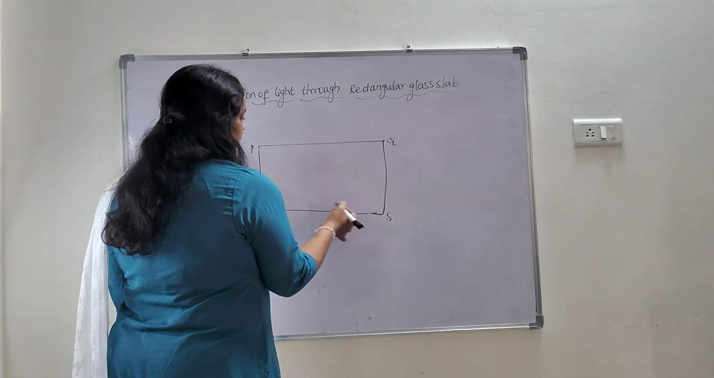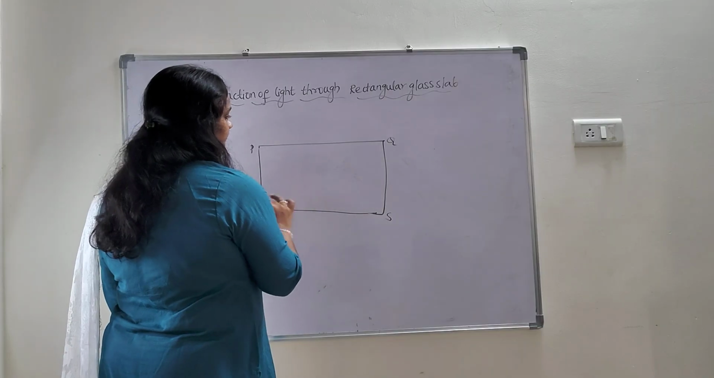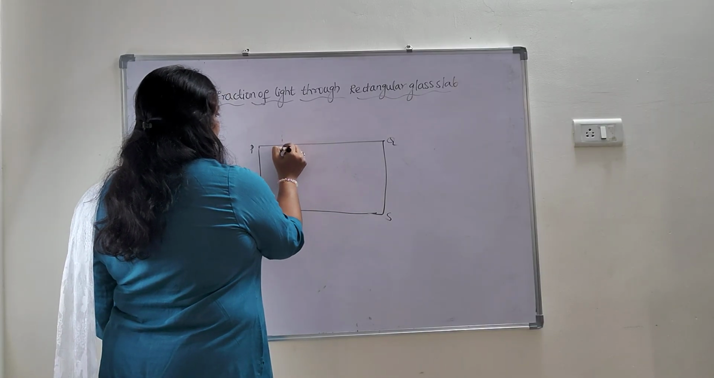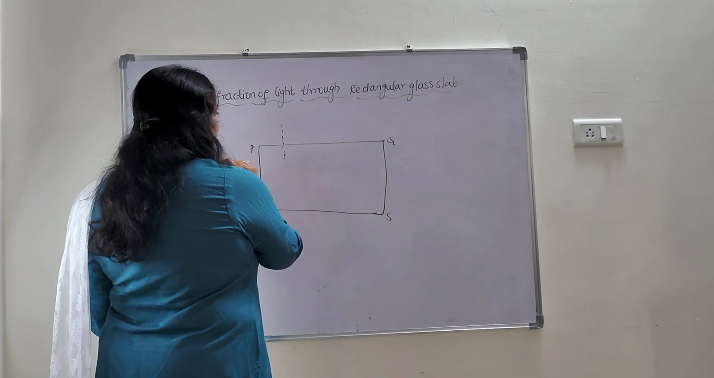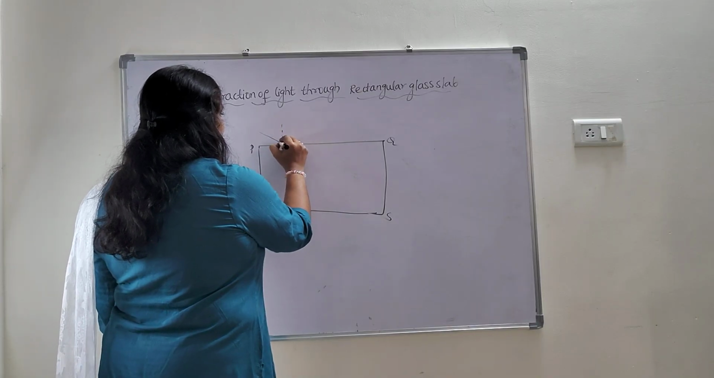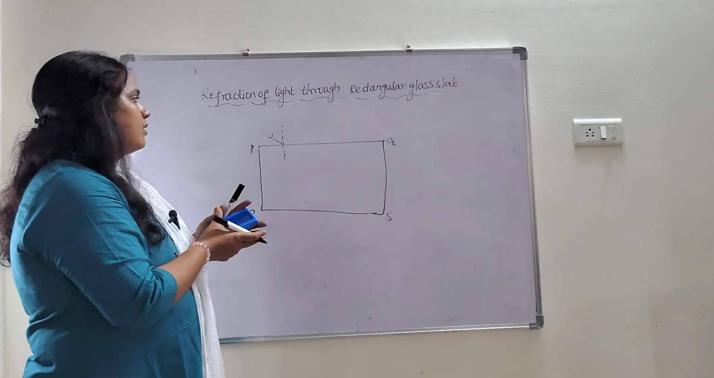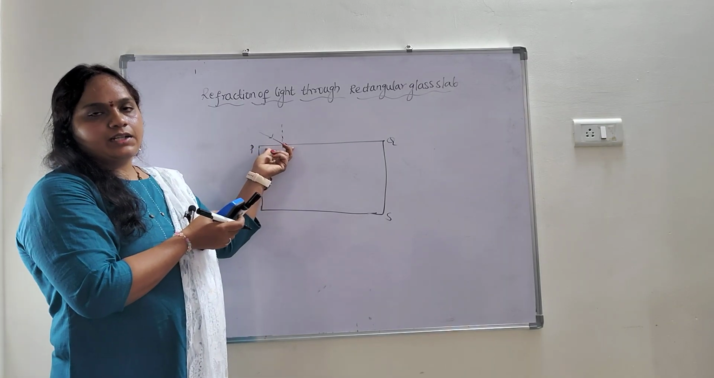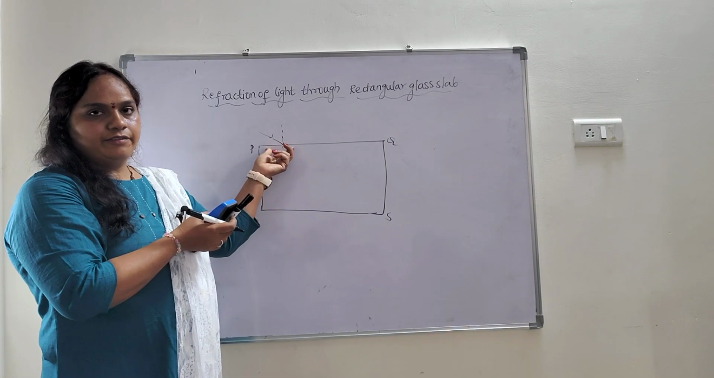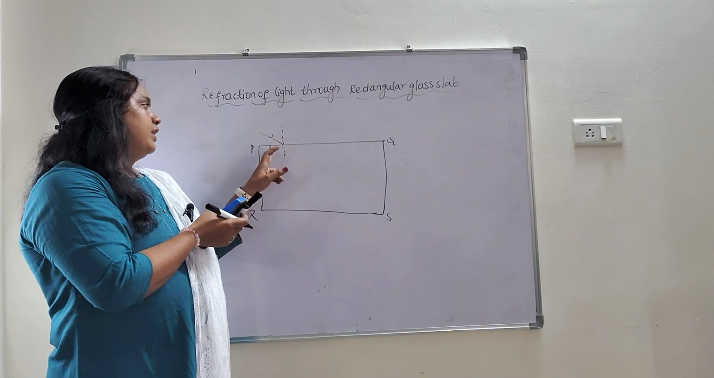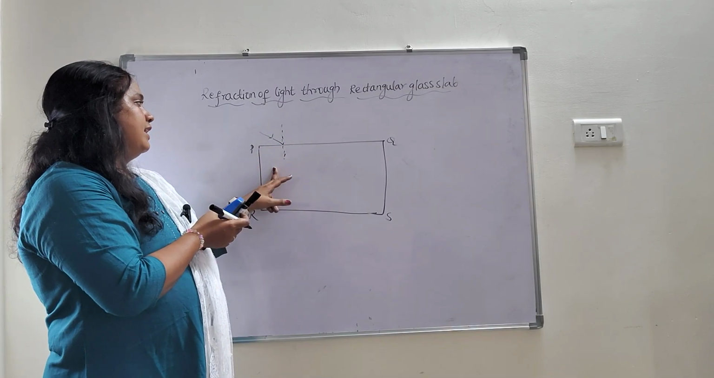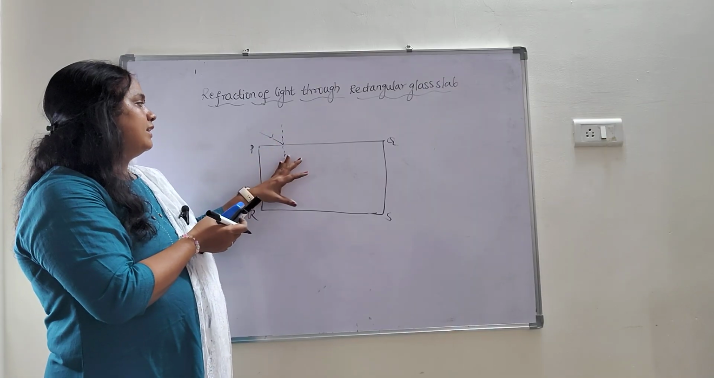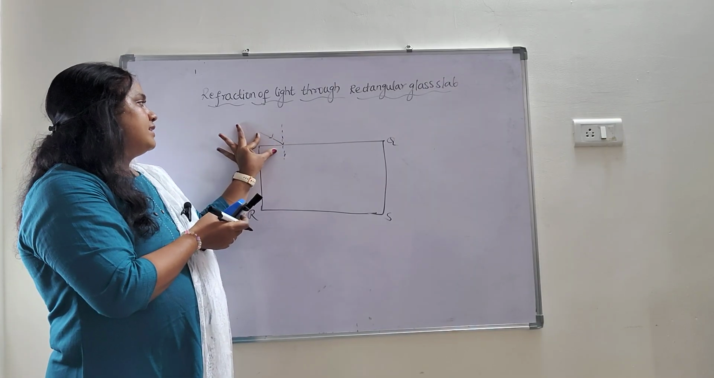So take a rectangular glass slab, draw its outline, and draw the normal first. Later you need to draw one incident ray with the help of a protractor. You can take 30 degrees, 40, 50, 60 like that. After that, you need to put the 2 pins. So place the rectangular glass slab again. Here you need to place the 2 pins.